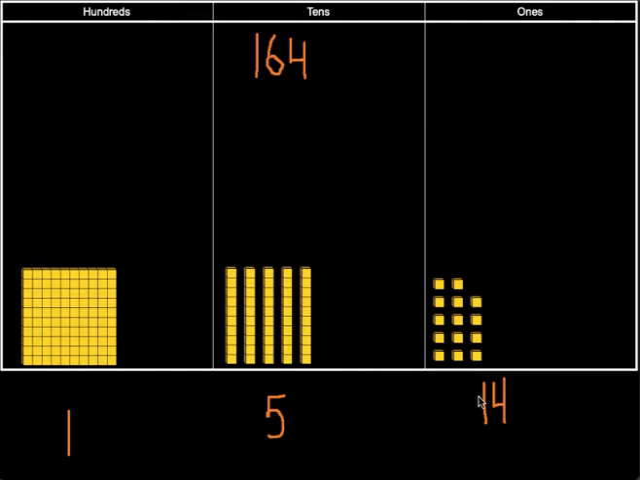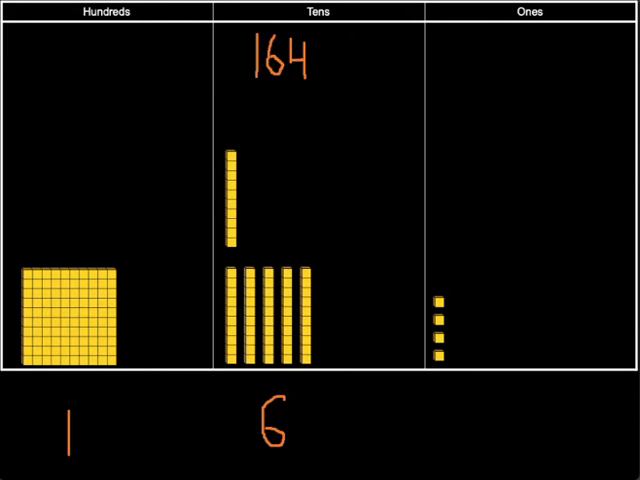And over here on the ones blocks, I'm seeing we have a nice group of 10, don't you? Look at these 10 blocks. All I'm going to do is move them right over to the tens place. Now how many tens do we have? Now we have 6 tens. Do we still have 14 ones? We don't. Now we only have 4 ones.